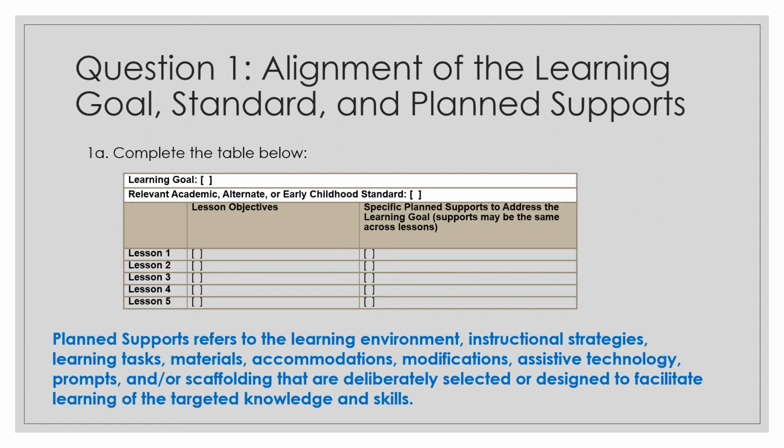And then for each lesson, just put in your lesson objective and your planned supports to address the learning goal. You don't have to put in a whole page worth here, but put in a description of what your planned support will be. This chart shows 5 because you're allowed to do 3 to 5 lessons. If you're only doing 3 or 4 lessons, that's fine. Just put in the number you're doing. You must have at least 3.